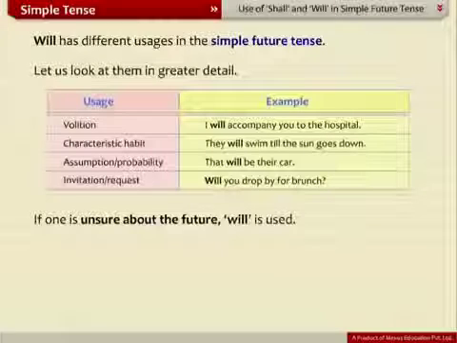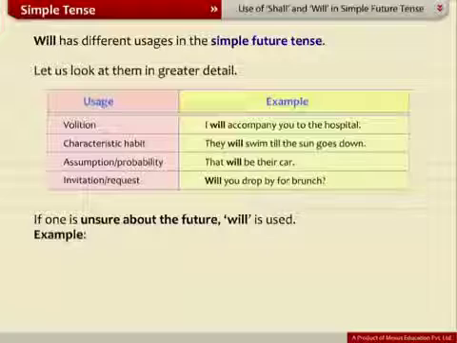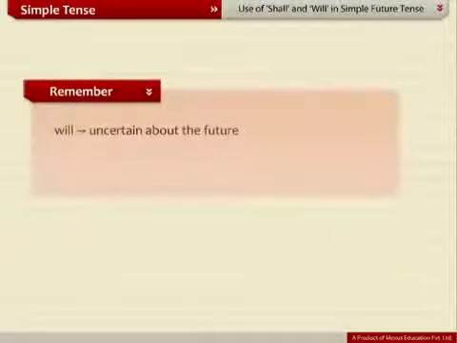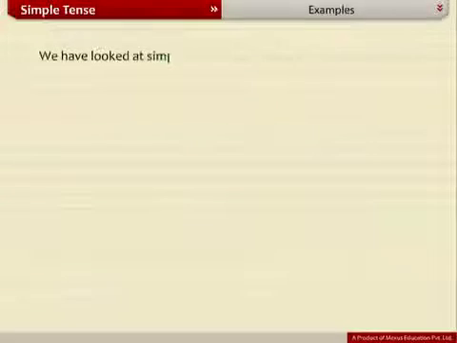If one is unsure about the future, will is used. Example: I think it will be sunny today. Remember, will is for being uncertain about the future. Then we have to use going to when quite certain about the future. I hope all this is clear to you.